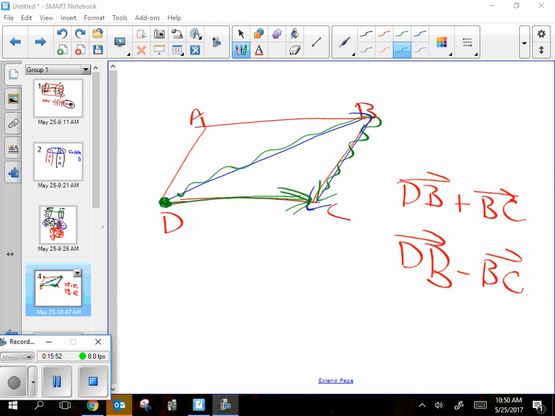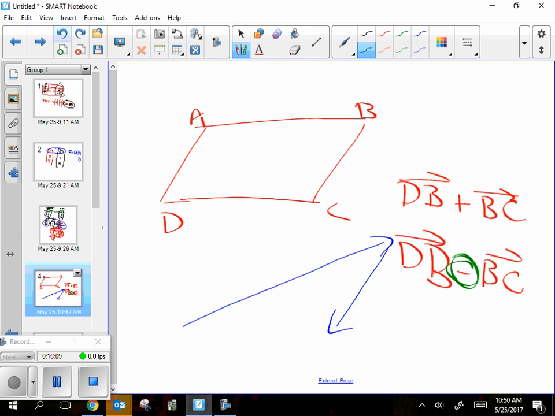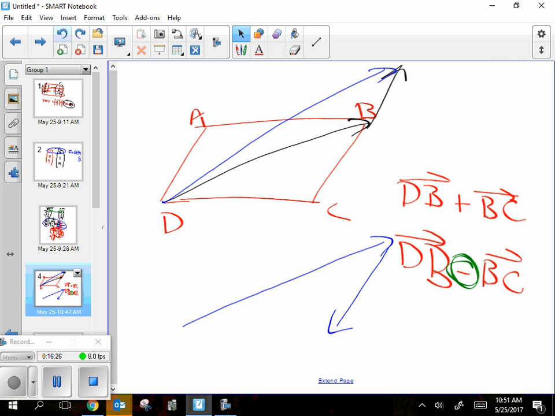All right, now how about the other one? The other one was the opposite direction of BC. That's what this means. This minus means go the opposite direction of. So now it doesn't go this way. This part is not correct anymore. Now it's here to here, and then it goes the opposite direction like that. So the resultant is this blue arrow up here. And I can't make it the right length because it goes off my screen, but I think you get the idea.